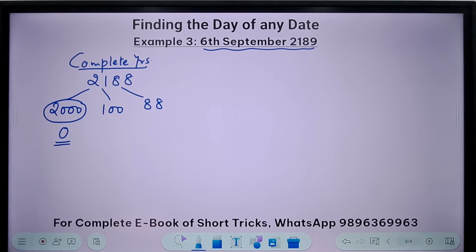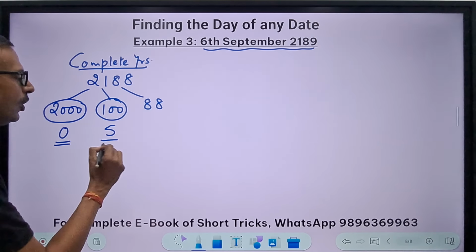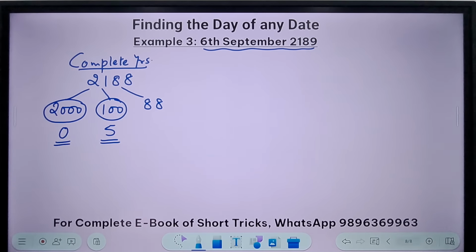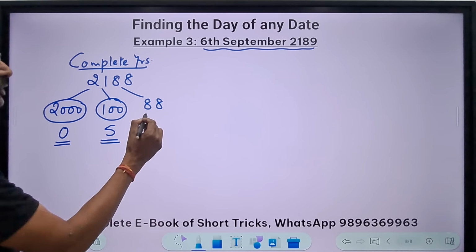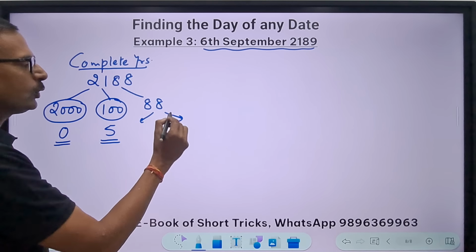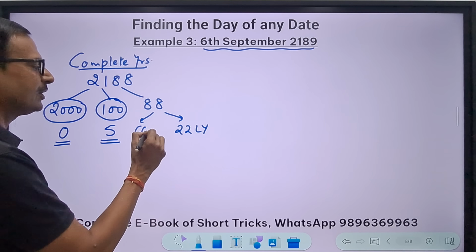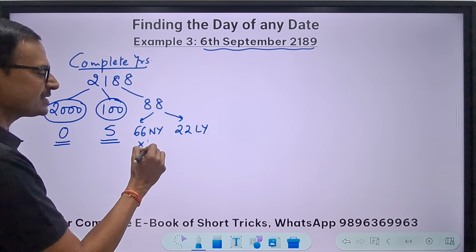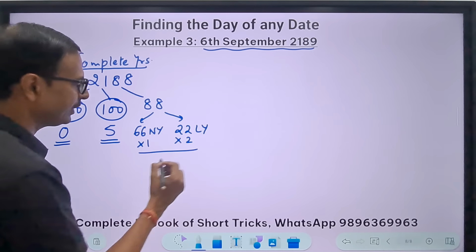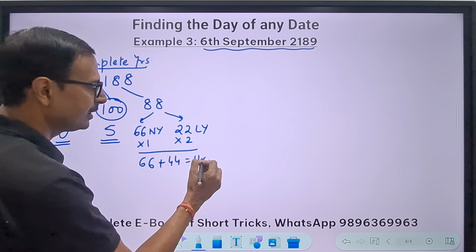Corresponding to 100, we learned in the previous date also that you have 5 odd days. And corresponding to 88, now we need to bifurcate this into 2 parts. Divide this by 4, you get 22 leap years, and 66 normal years. Multiply this by 1, this by 2. You will get 66 plus 44, that is 110.